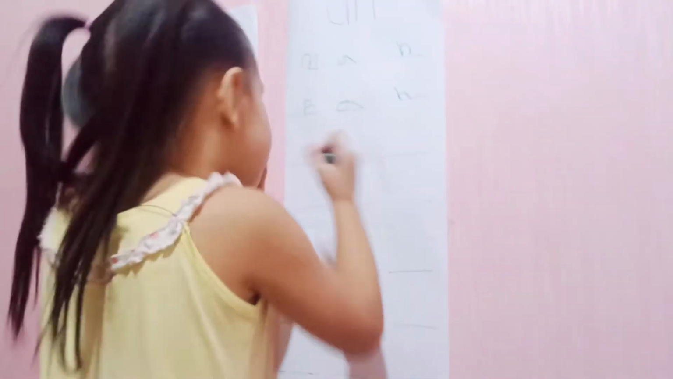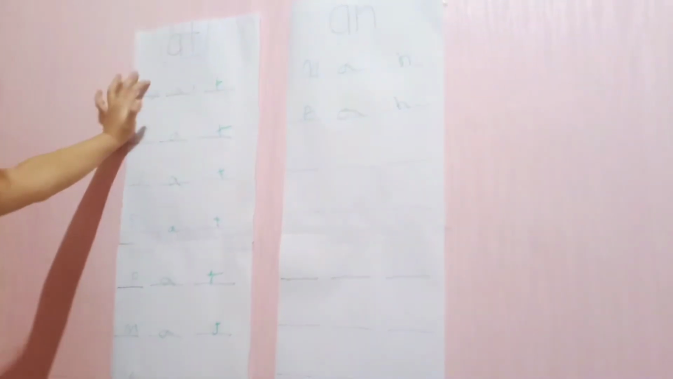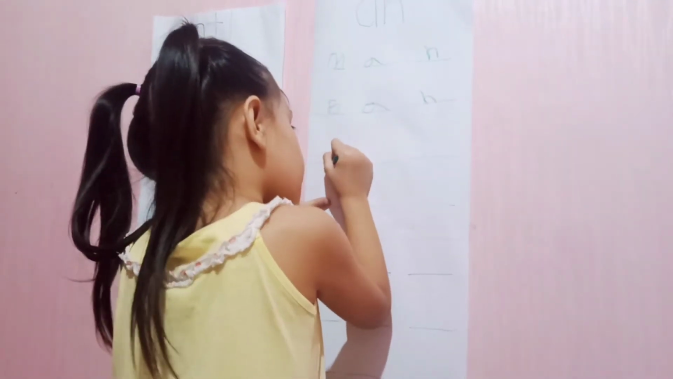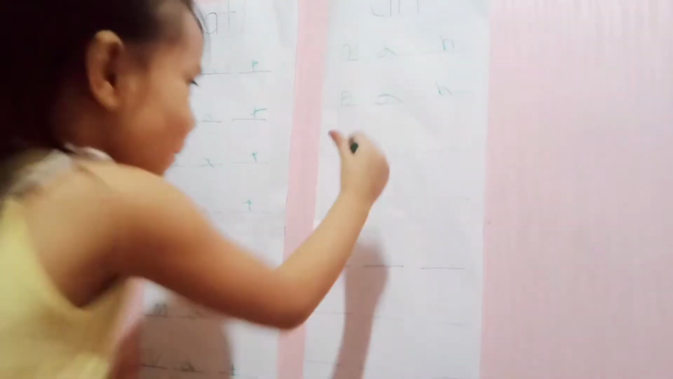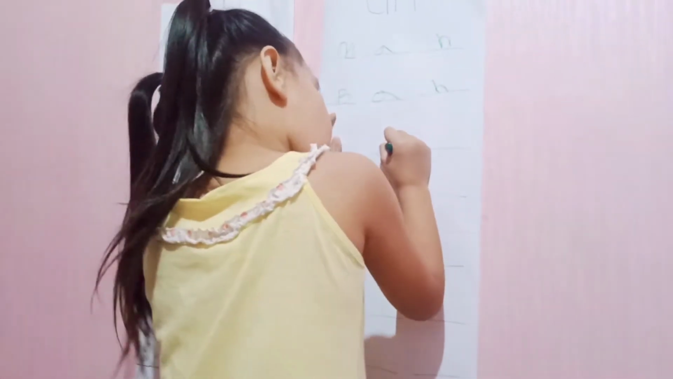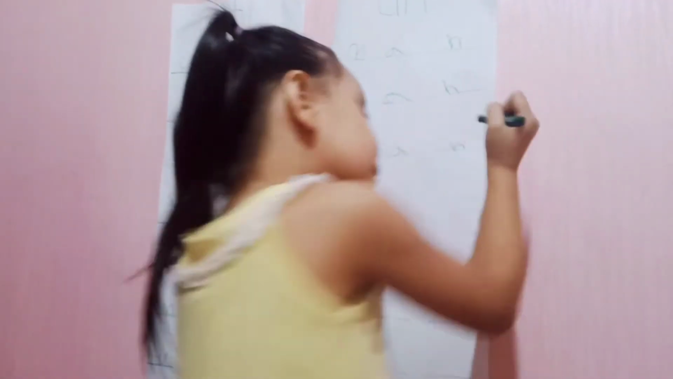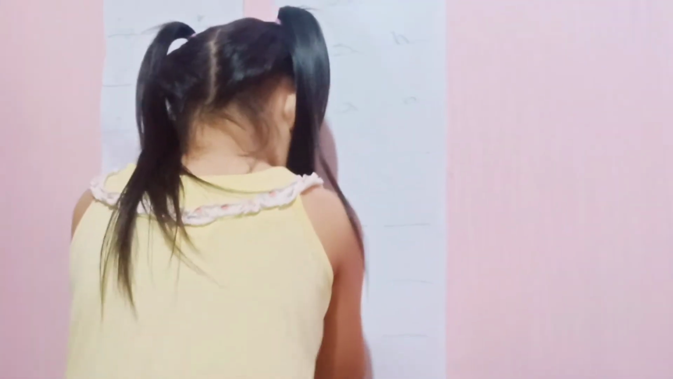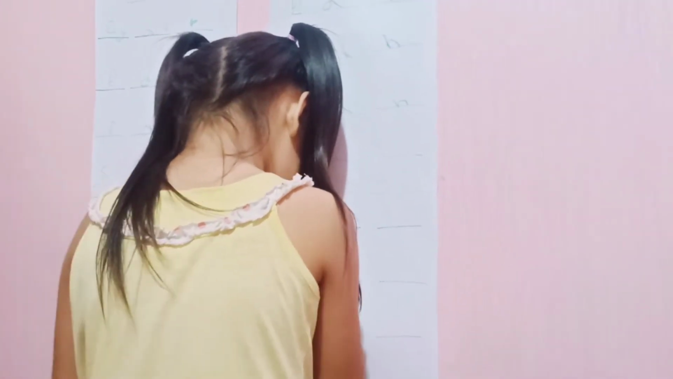K. Like this. Okay, can you read that? What letter? C. Can. Oh, what's can? Very good. Next. P an.